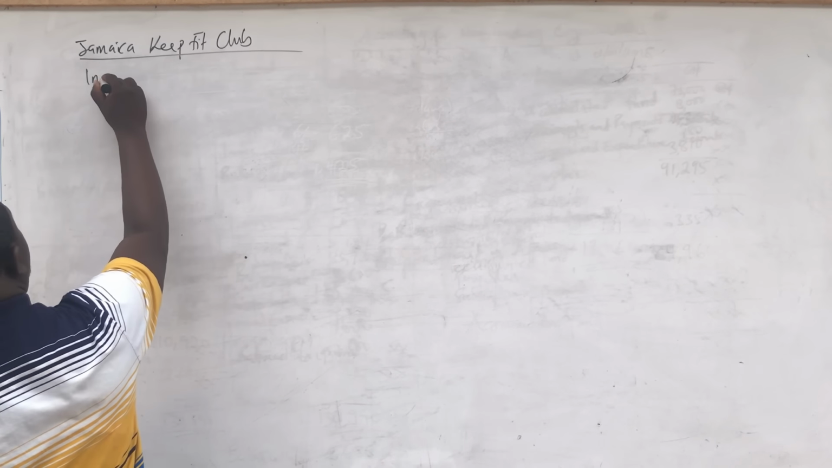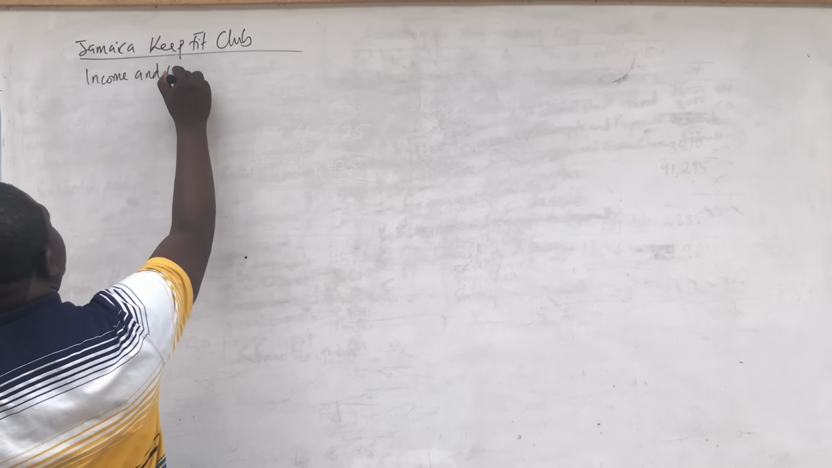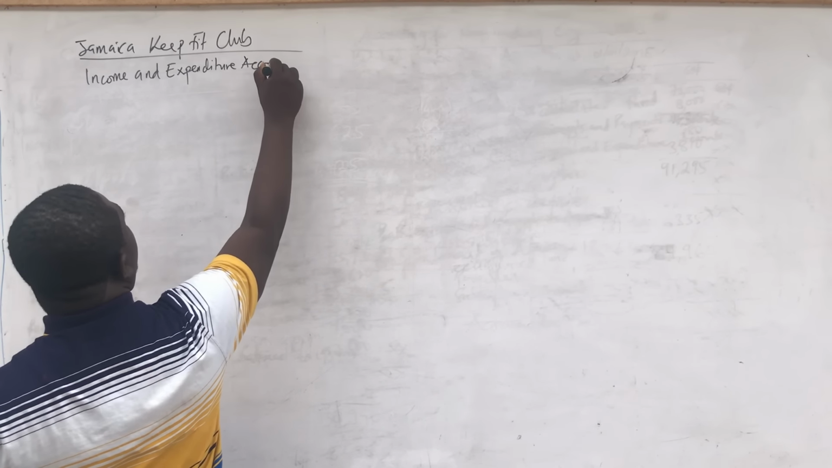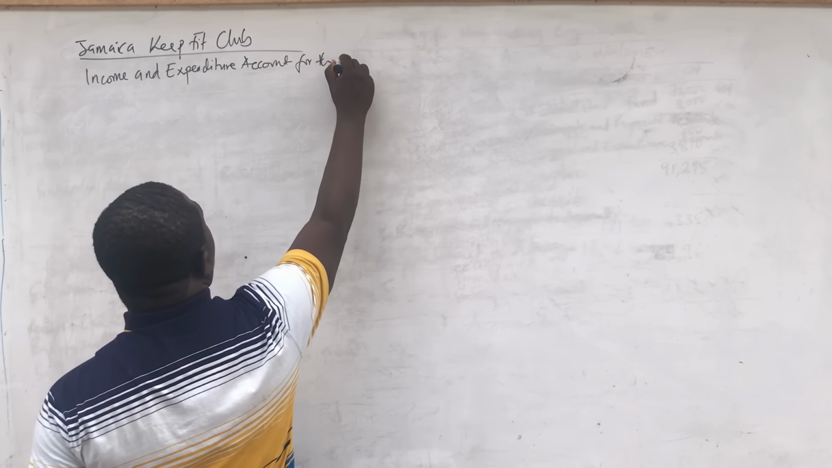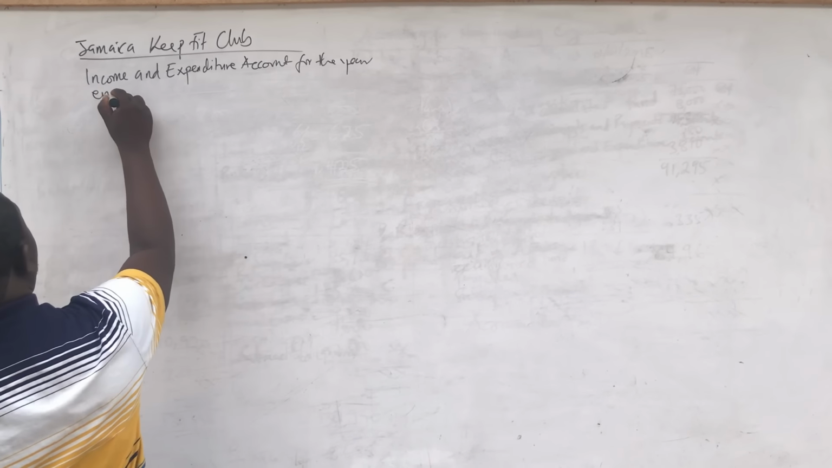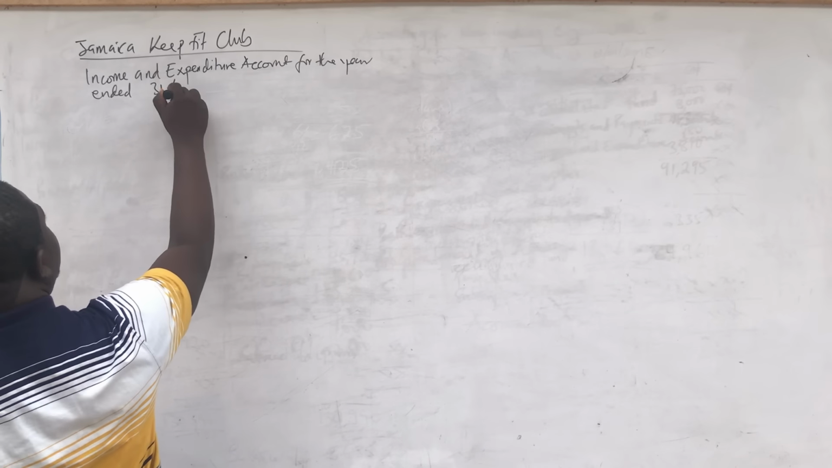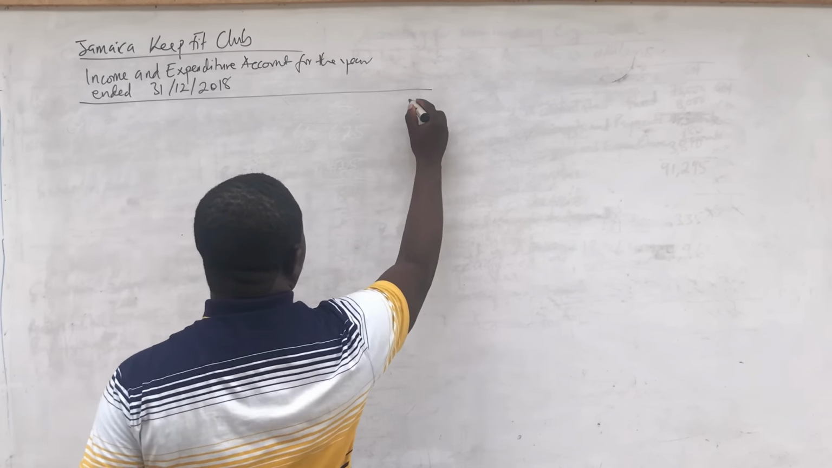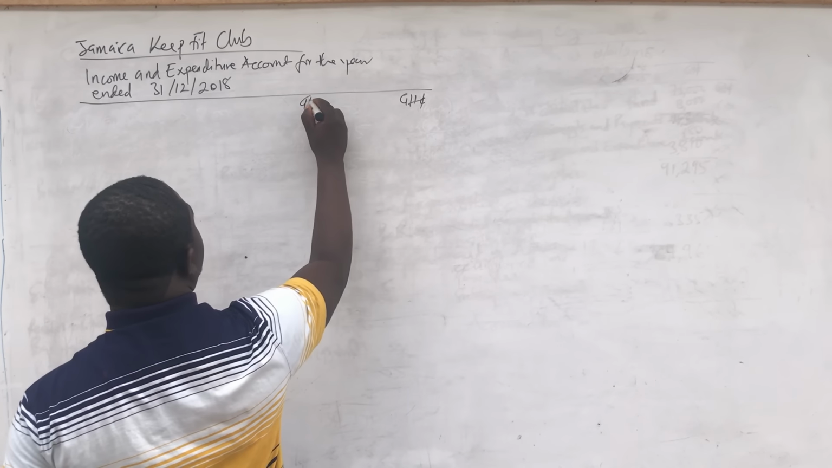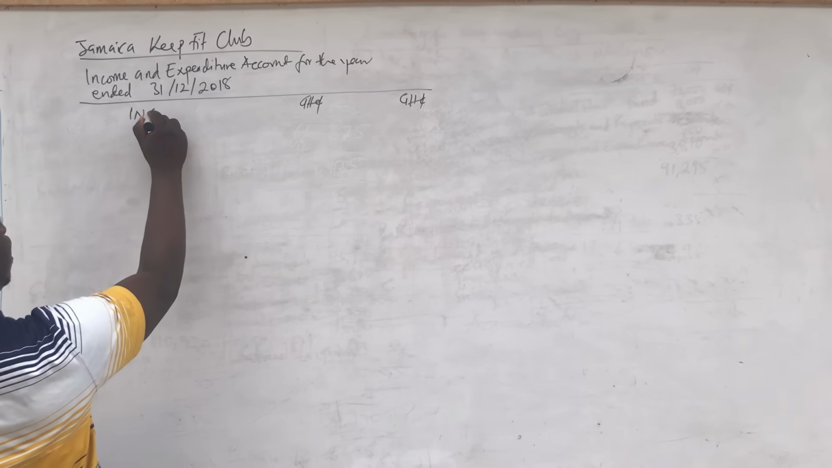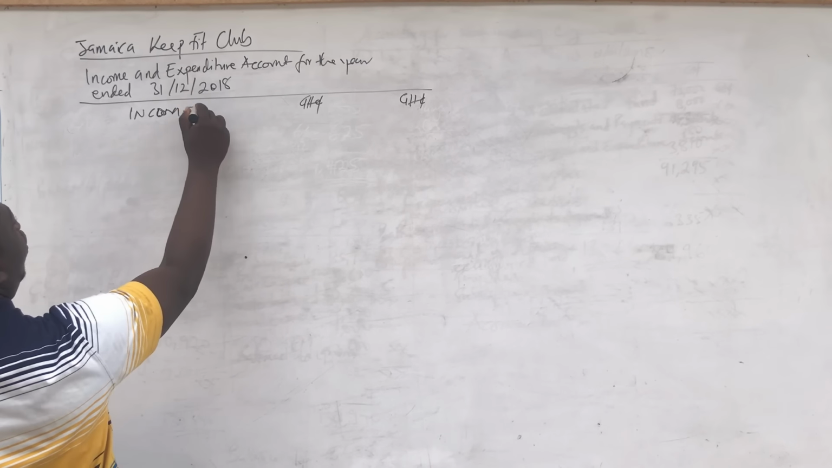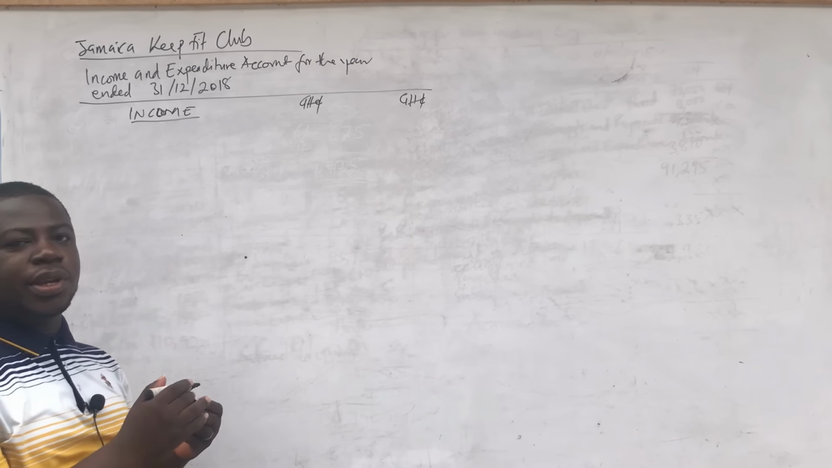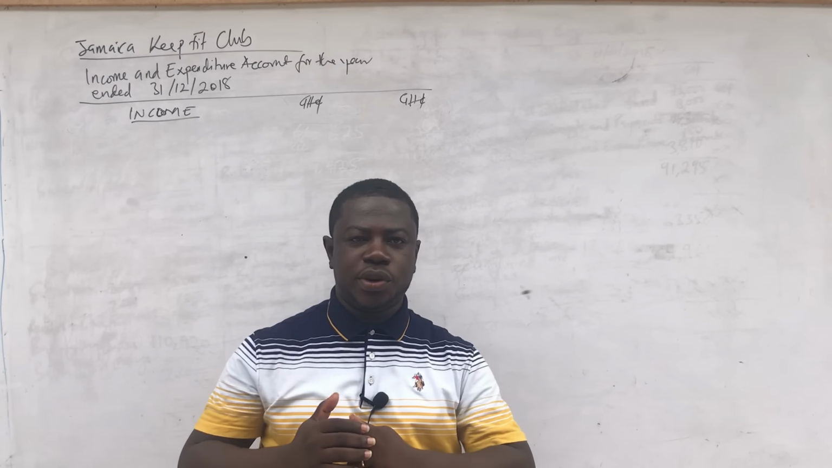I'll prepare my income and expenditure account for the year ended 31st December 2018. So I'll show my two currency signs, and then I'll begin with the income. So we are going to list our income. Afterwards, we'll list the expenditure, and then we'll subtract the expenditure from the income to get a surplus or deficit.